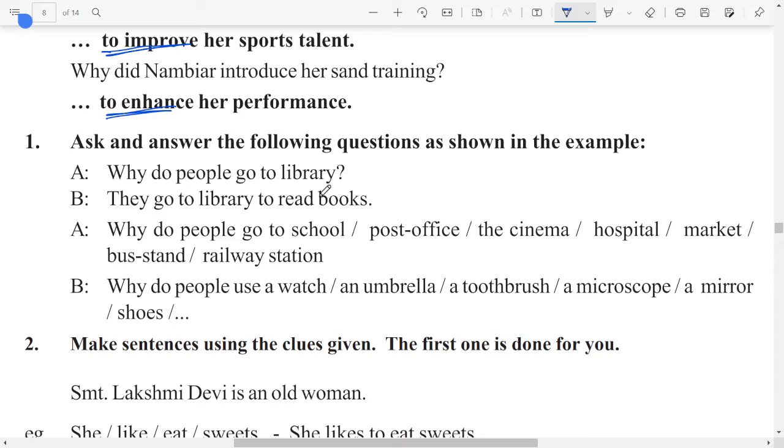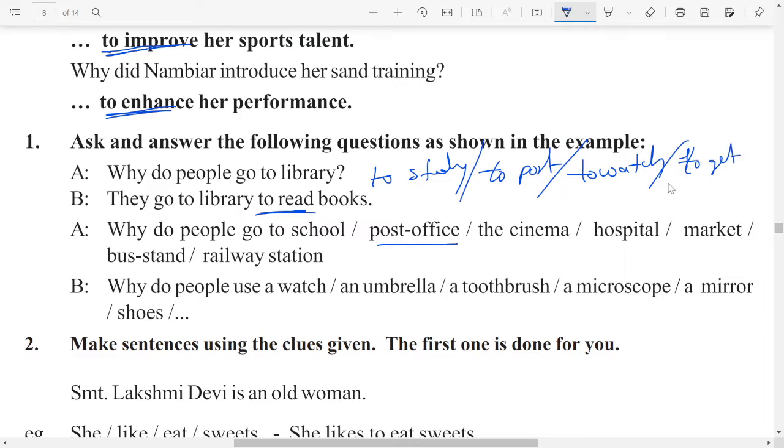Now, ask and answer the following questions as shown in the example. See here, why do people go to library? They go to library to read. To read, here it shows the purpose. Now, why do people go to school? They go to school to study. Next one, why do people go to post office? They go to post office to post the letters. Next one, why do people go to cinema? They go to cinema to watch cinema. Next one, why do people go to hospital? To get treatment.